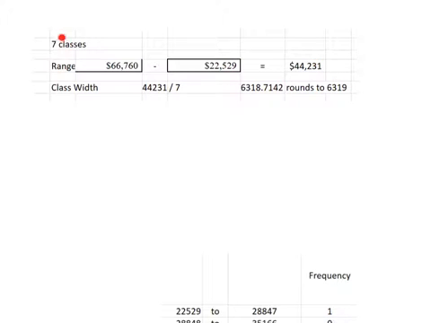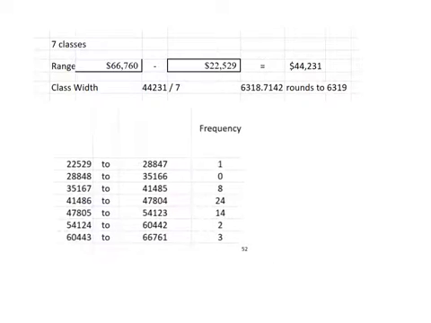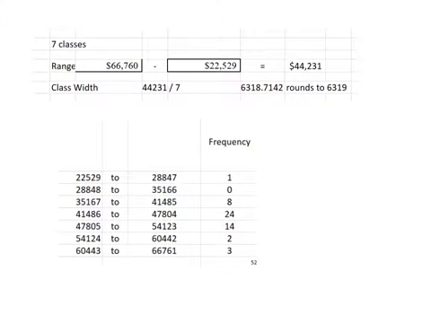Then they told us 7 classes, so I took that range and divided by 7 and got that. And then of course, as they recommend in the book, we should round up, just to keep the arithmetic easy. So that rounded up to that number. And now I've got to build my frequency table. What I did, and you'll see it's already filled in, so let's talk through this.